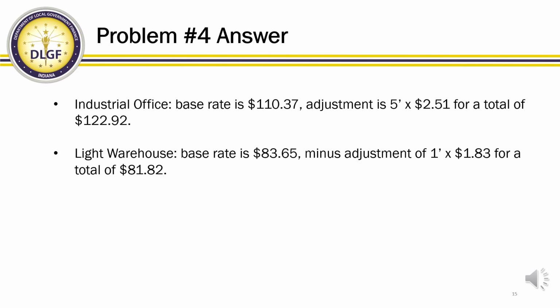Next, we need to determine our light warehouse. So we're going to go back up. Under our first floor, you'll find light warehouse under your unfinished. So under unfinished, go to light warehouse. Again, we're going to go to wall type 2 because it's brick, and we're going to go over to our par 3, and we're going to find $83.65.